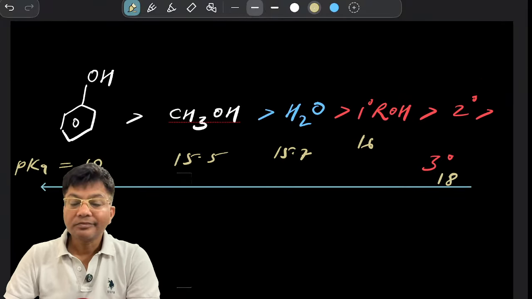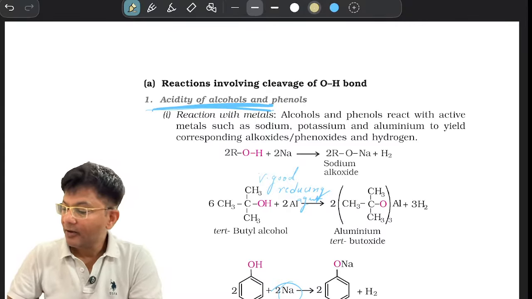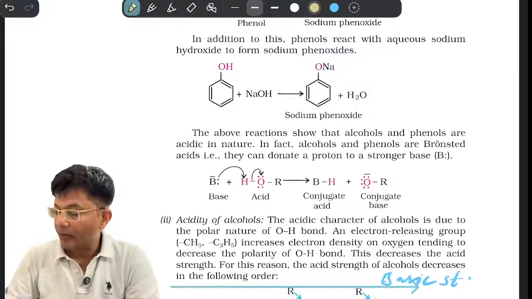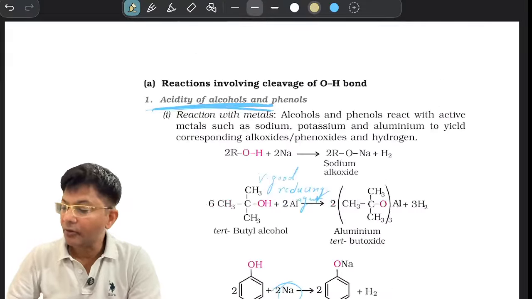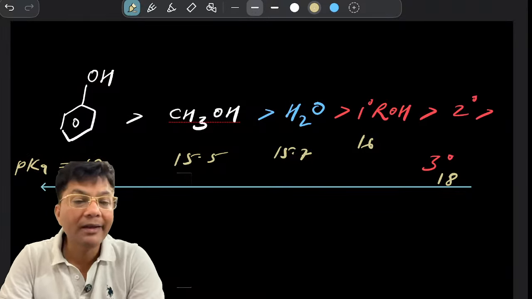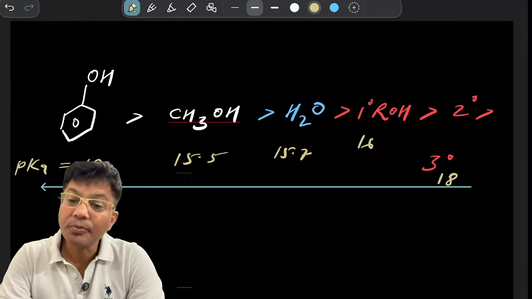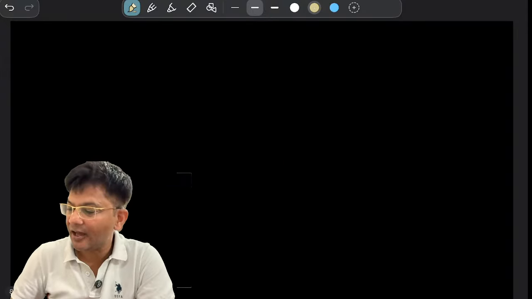Now, let me come back to the NCERT. What NCERT is explaining. The question was the hidden part of NCERT, which I was about to tell you: why tertiary alcohol is most basic. Let's see the reason. They can ask one question as assertion reasoning.